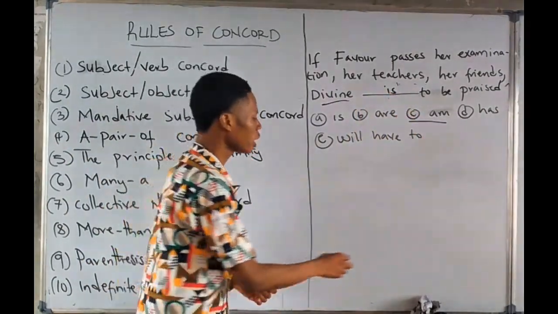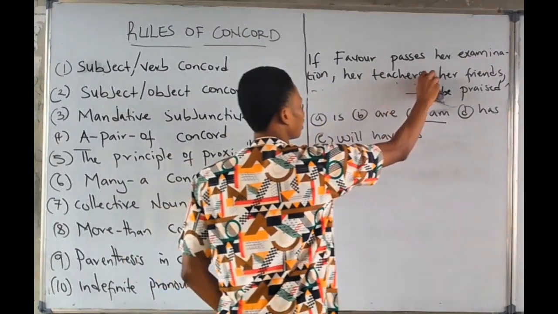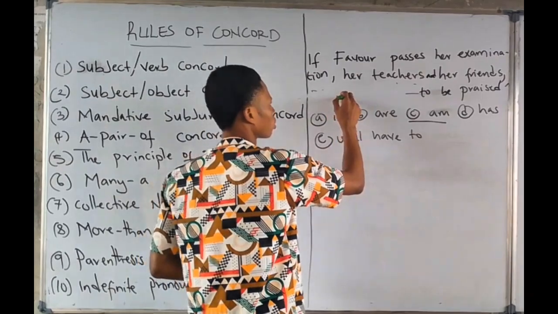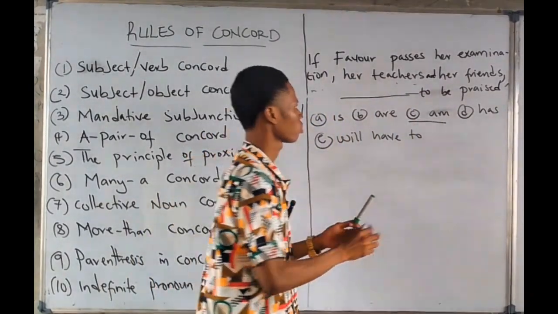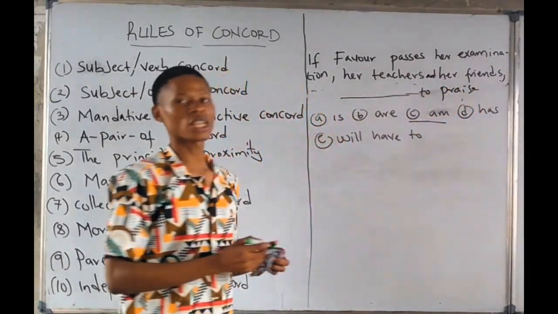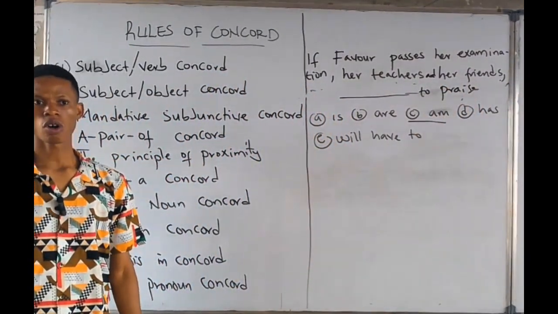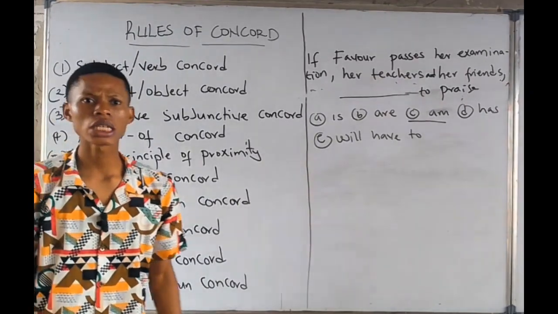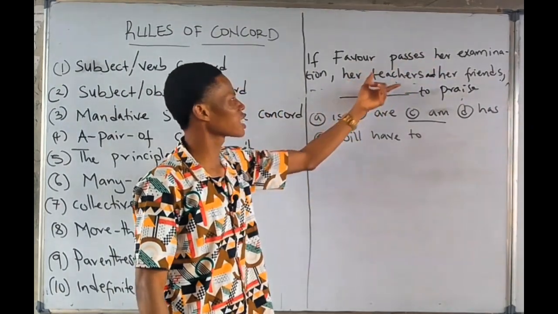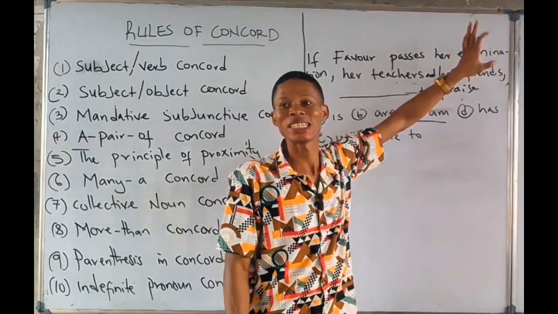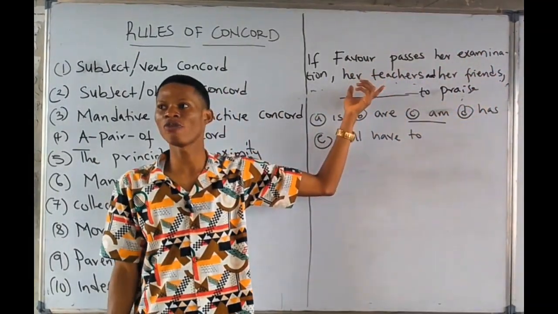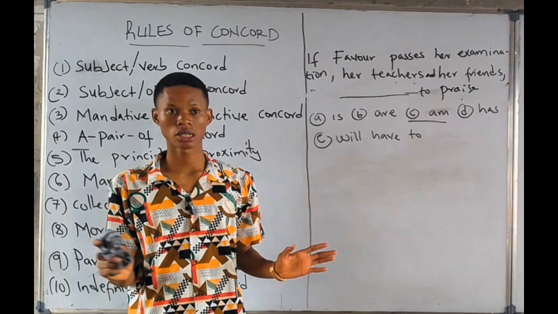What if the sentence was like this? In this case, what will be the answer? Right? Because if Favor passes her examination, her teachers, plural, and her friends, the last one is still plural. So always look out for the last one. The one that is closest to the verb will determine the tenses of the verb. Do we get that? Good.